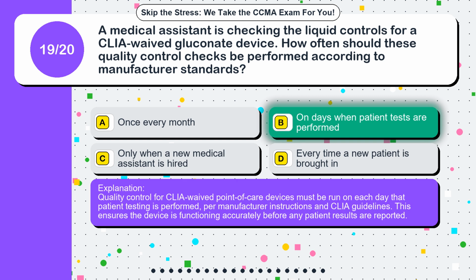Quality control for CLIA waived point-of-care devices must be run on each day that patient testing is performed, per manufacturer instructions and CLIA guidelines. This ensures the device is functioning accurately before any patient results are reported.